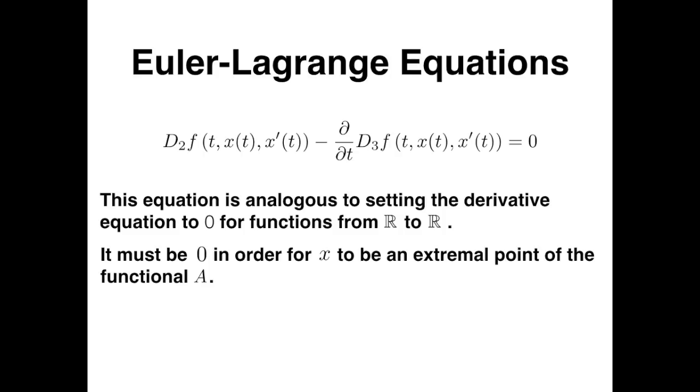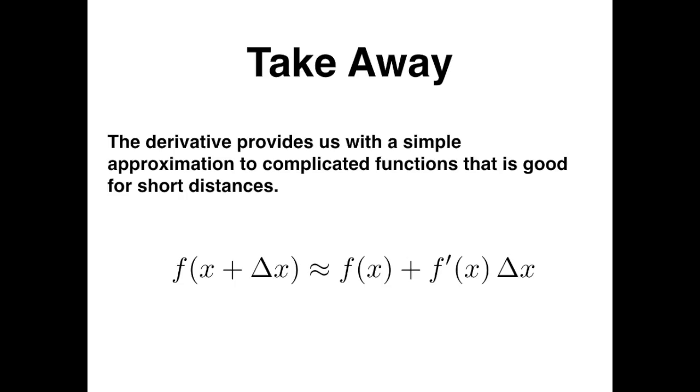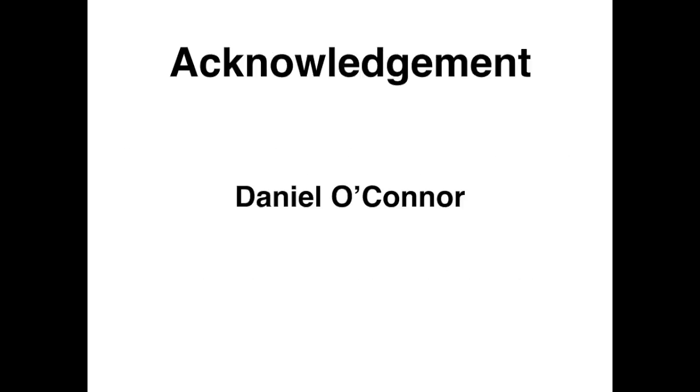So what's the big takeaway? The big takeaway is that the derivative provides us with a simple approximation to complicated functions that is good for short distances, and it follows the intuition f of x plus delta x is approximately equal to f of x plus f prime of x delta x. This is true even when f is a weird type of function mapping things like Banach spaces to real numbers.